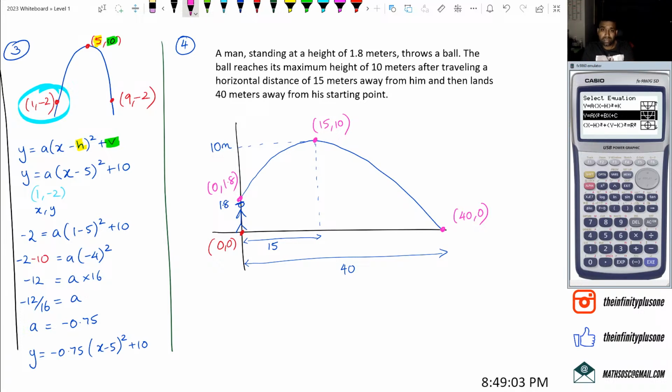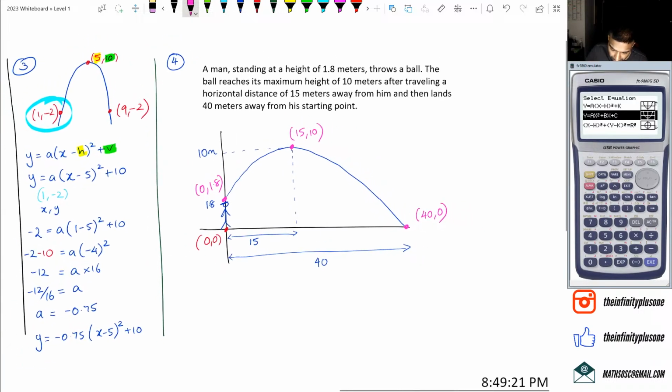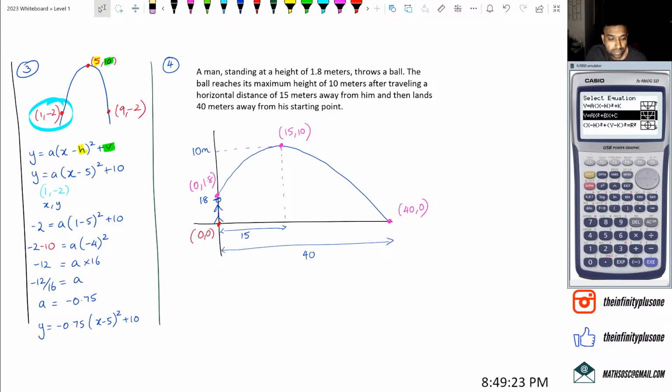Based on that, what I'd like you guys to do is come up with the equation of the parabola. Once you come up with the equation of the parabola, I'm going to have a couple of follow-up questions here. Let's see if I can write this up.